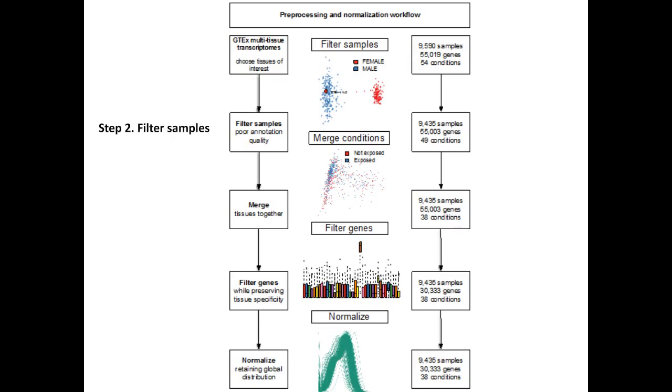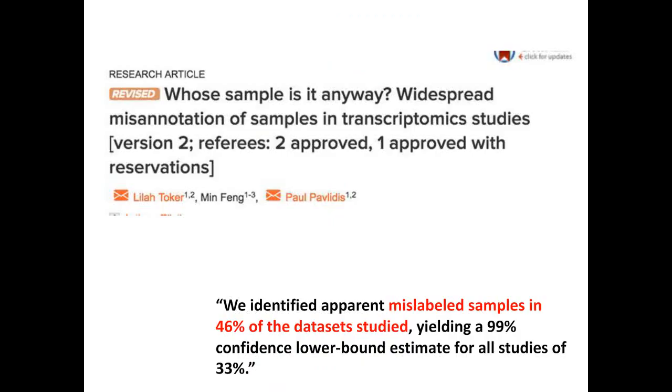So grab the data. Step 2, you want to do some quality control and filtering of samples. You want to filter samples that have poor annotation quality. For example, there might be mislabeled phenotypes for the different samples. There's a paper that recently came out in F1000, "Whose sample is it anyway? Widespread misannotation of samples in transcriptomic studies." And they identified in GEO that apparently 46% of the data sets had at least one mislabeling.